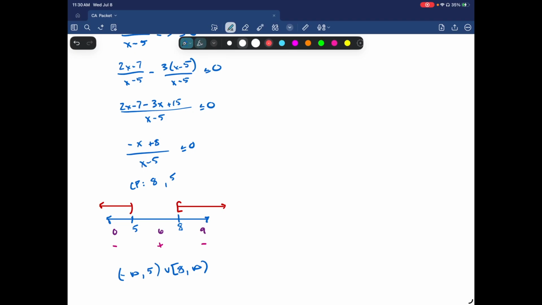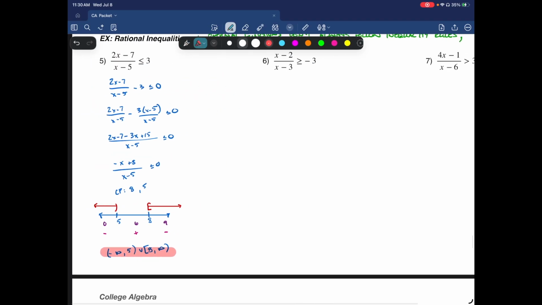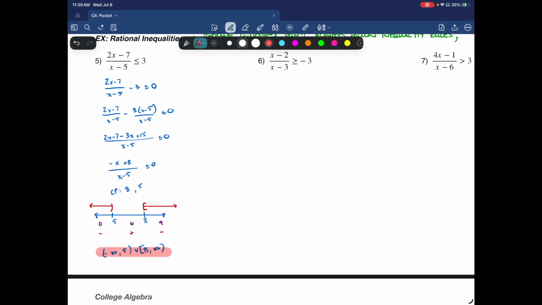Okay, and that's that. That's the process. You get everything to the same side. If it's not already equal to 0, make it equal to 0. Get a single fraction. Clean up the top. Set the top equal to 0. Get a critical point. Set the bottom equal to 0. Get the other critical point. All right, and then plot your points. Test your sections. See which one makes a true statement. You shade the true statements. Your numerator can be equal to 0. Your denominator can't. So that will determine which one gets a bracket, which one gets a parentheses.